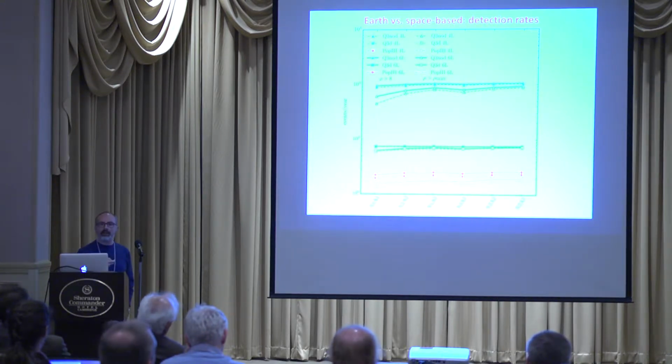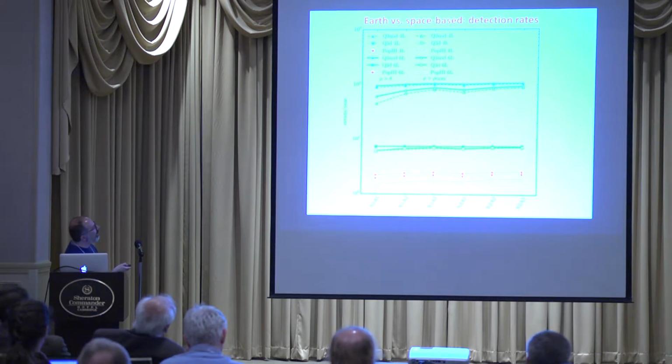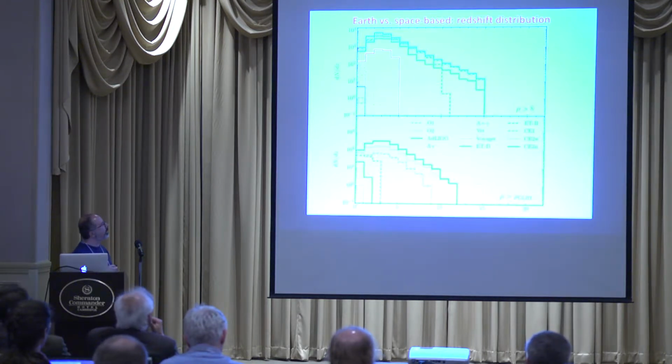With LISA, every time you have a detection, you can also test the no-hair theorem. And also, the main difference is that the number of events is the most uncertain, because we don't know very much about black hole formation. So they can go from a few to hundreds in the models that we got from Enrico.